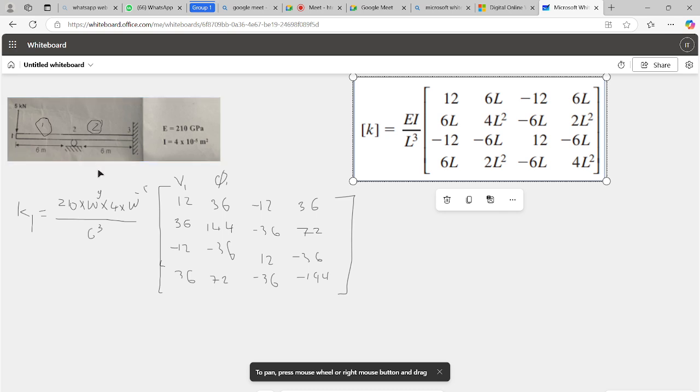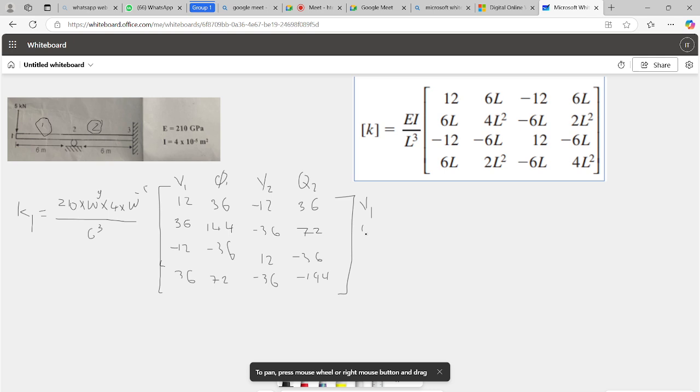That's what we are studying. That's why, for each element, we have V1 and phi 1, force and angle. So this one is V2 and phi 2. Now you have here as well V1, we do have here phi 1, we do have V2, we do have phi 2.